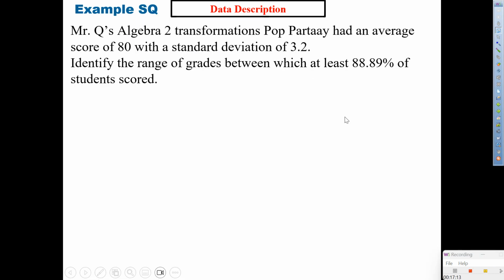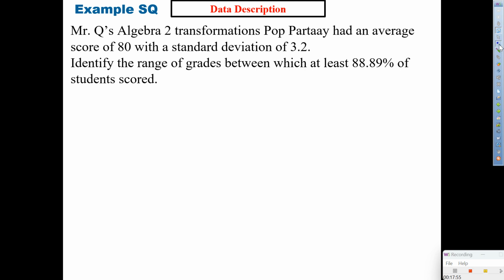All right, so let's see how you do with one by yourself. Example Super Q on the screen over there. It says, Mr. Q's Algebra 2 transformations test had an average score of 80 with a standard deviation of 3.2. Identify the range of the grades between which at least 88.89% of the students scored. All right, once again, you don't have to copy the verbiage. Just write example Super Q and start with your 4 values and show me the graph. Make sure you write your conclusion. Go.